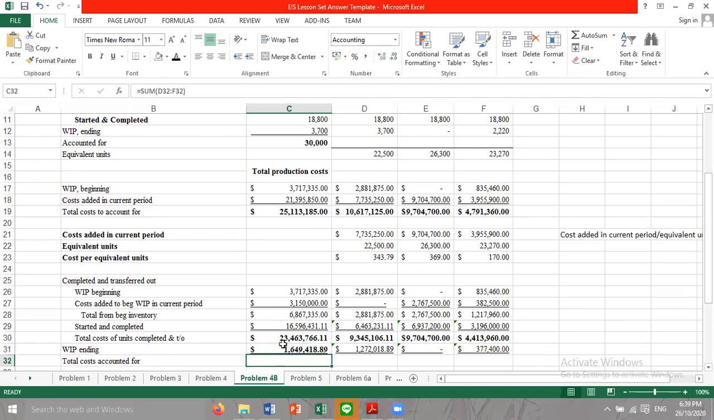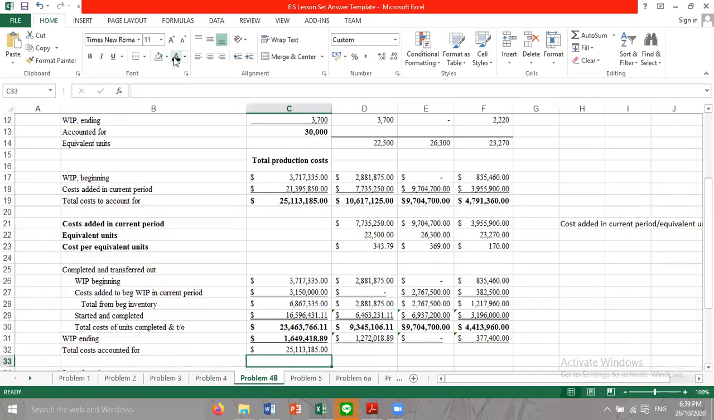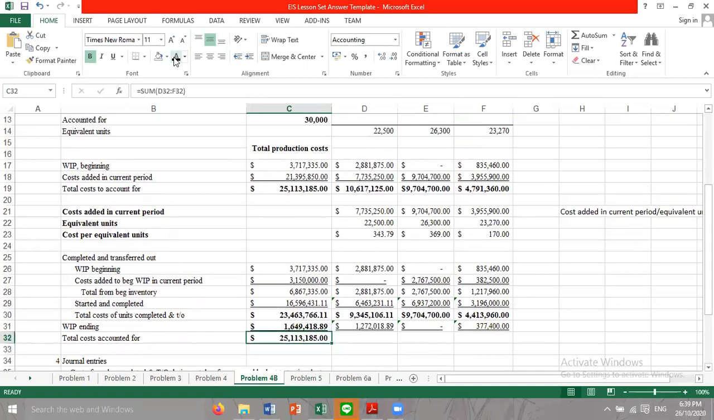If you sum the cost of WIP ending and the total cost of units completed and transferred out, we'll have a total sum of 25,113,185. Same goes for each category.